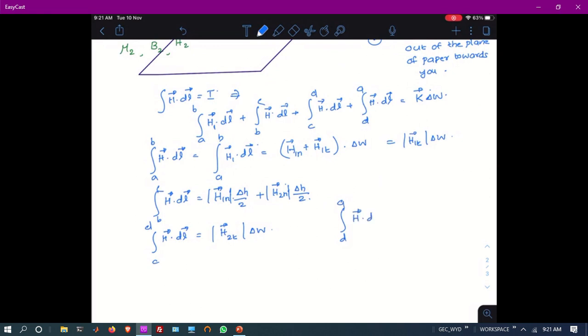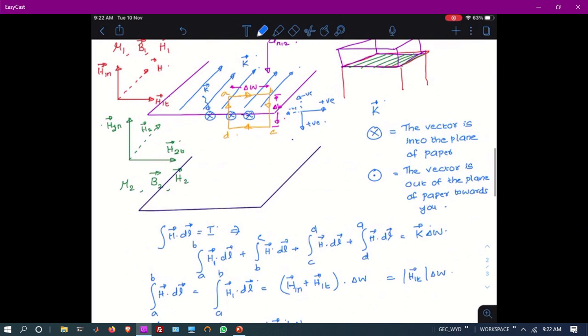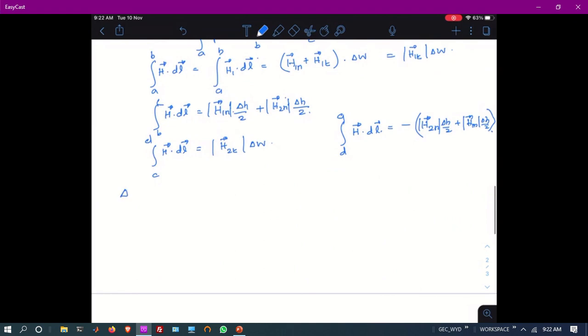Similarly, the integral from D to A of H dot dl is equal to minus the magnitude of H2n delta h by 2, plus H1n into delta h by 2. So if you add up all these things, you will get the integral of H dot dl. Okay. Now next we are considering that the path is going to shrink to the boundary, which means delta h is tending to 0.